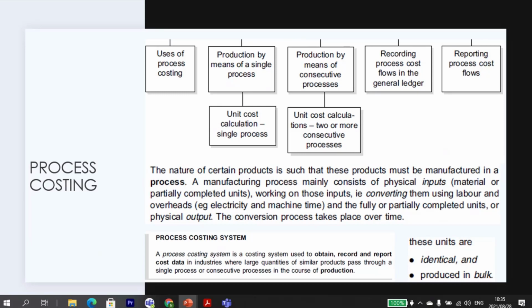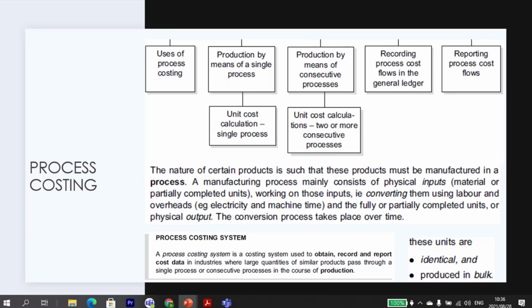So what is process costing? Process costing is literally trying to quantify the cost of products that are normally produced in large quantities. That means that there are a lot of them, large quantities, and these products are similar. They are homogeneous, all right? And the process can be either a single process or consecutive processes. So what I'm saying is that there's three things.